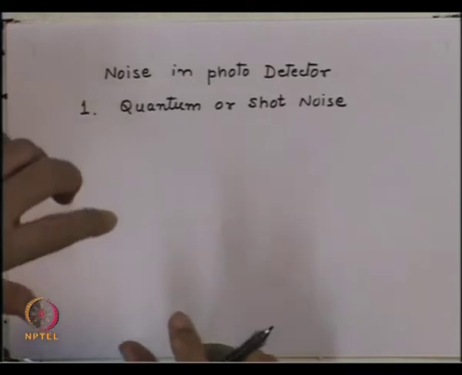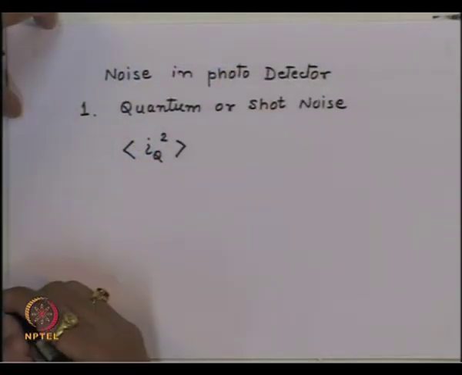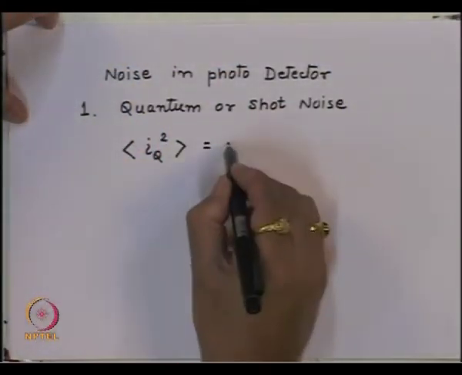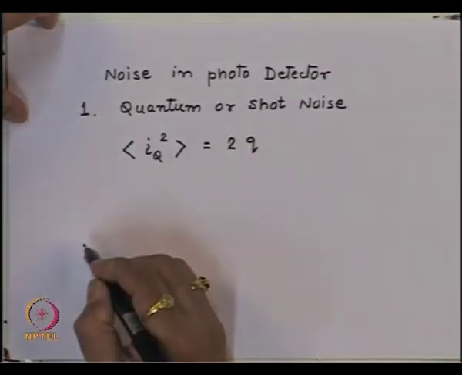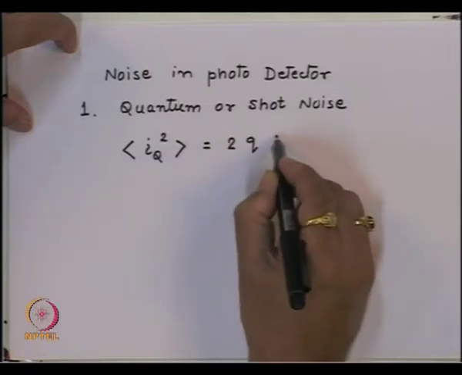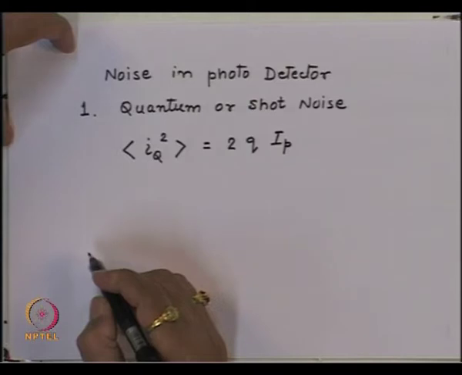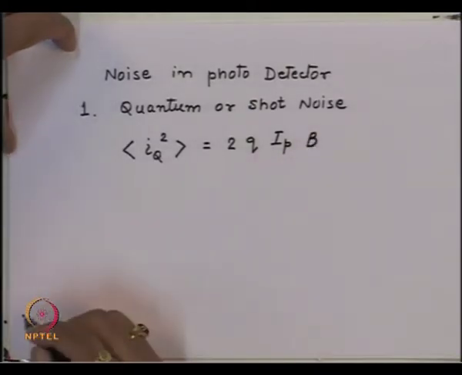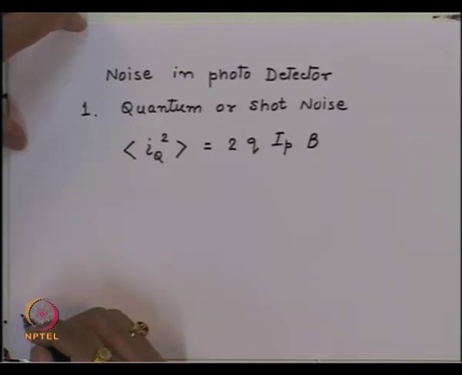So, if I say that the fluctuating component of the current is denoted by small i, then the mean square value of the fluctuation current, i_q squared, is equal to 2 times the charge of the carrier, multiplied by the average value of the photocurrent, which is I_p, multiplied by the bandwidth of the circuit, multiplied by the avalanche amplification factor squared, and multiplied by the noise figure of the avalanche multiplier.